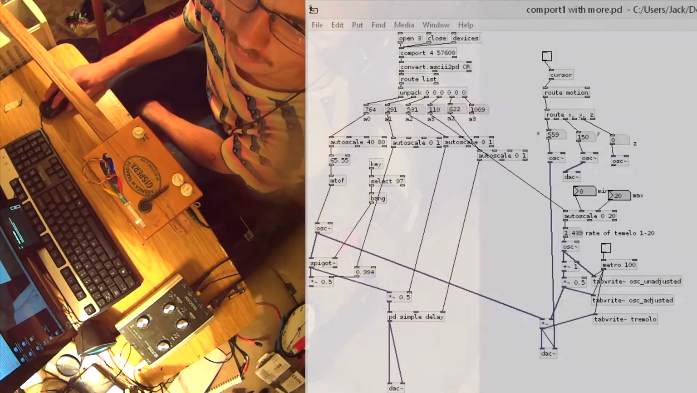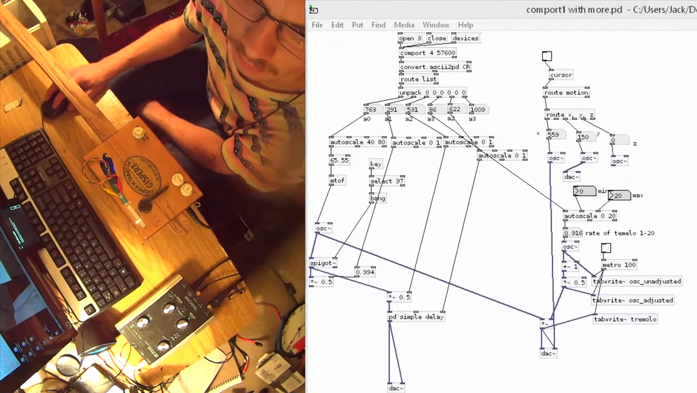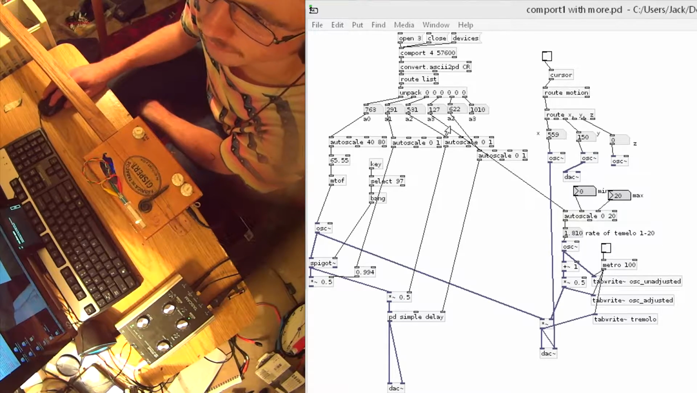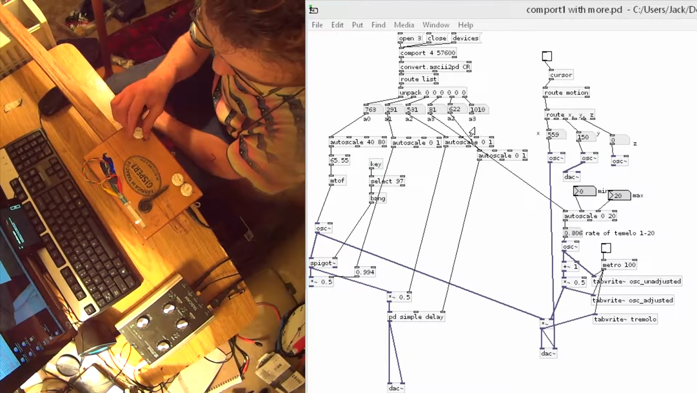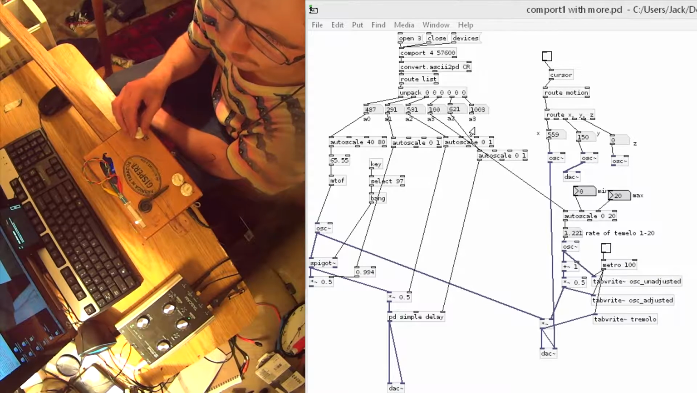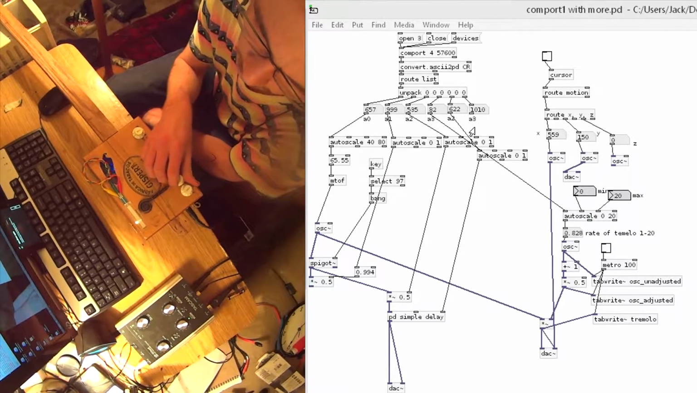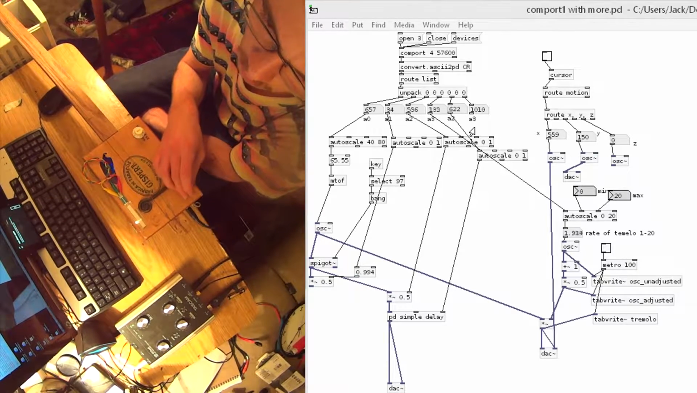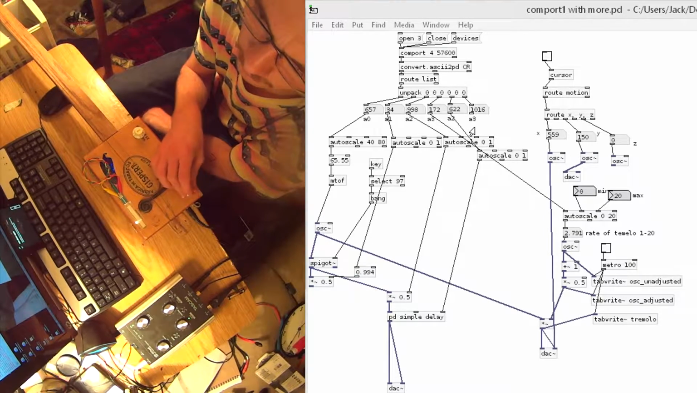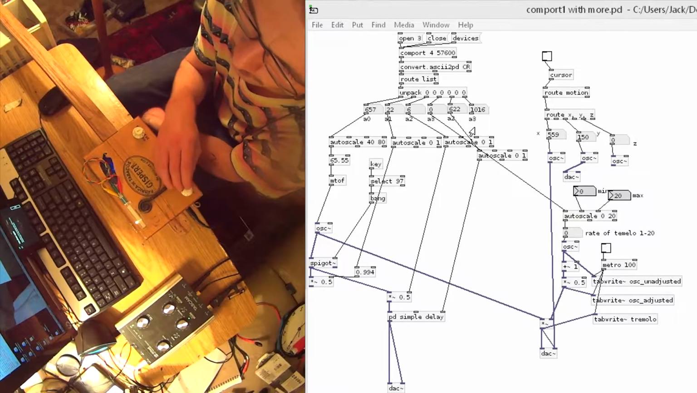Yep, so let's, there we go. This knob is pitch. This one is feedback. And this one is, I think, the volume of the feedback.